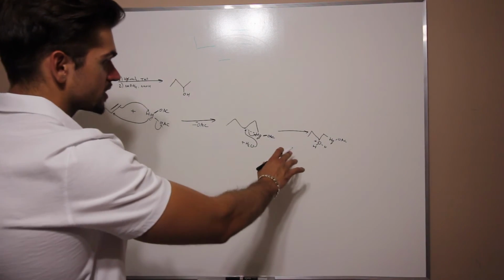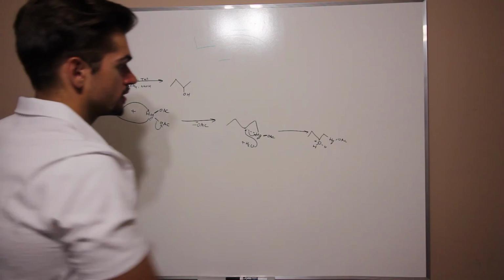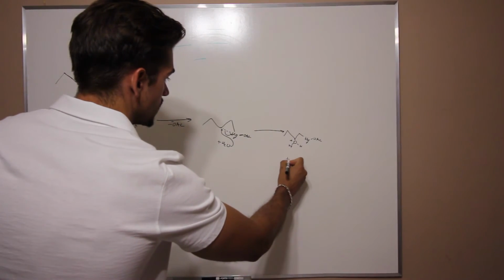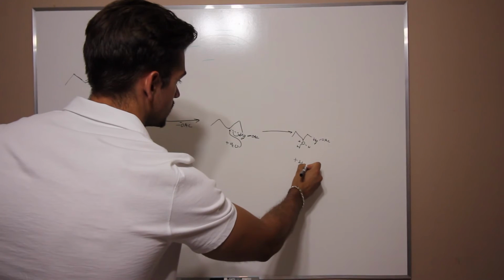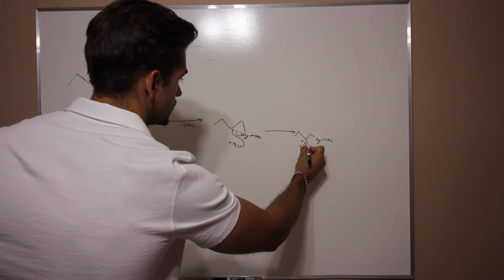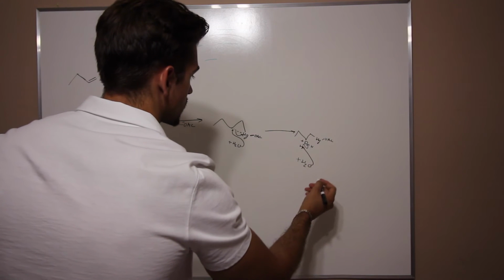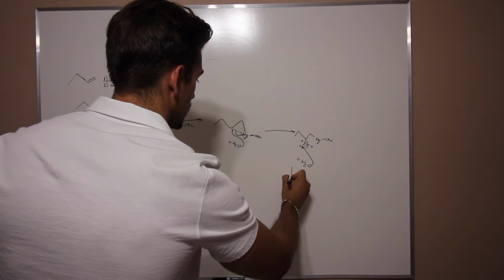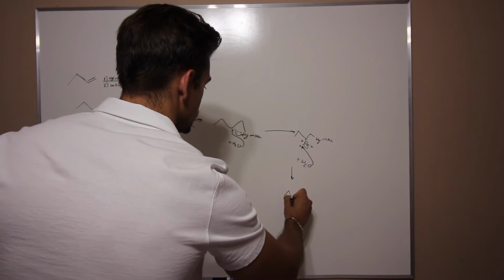So now that we have the positive charge on the oxygen, we need to deprotonate to make it neutral. So there's another water molecule in solution, which will act as a base, pushes the electrons onto the oxygen, forming the alcohol.